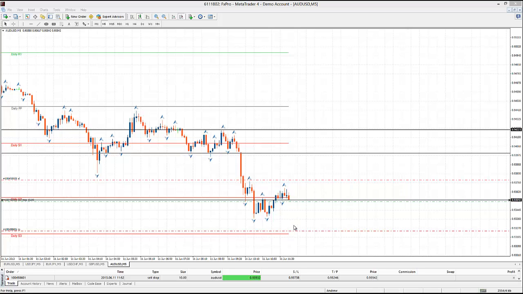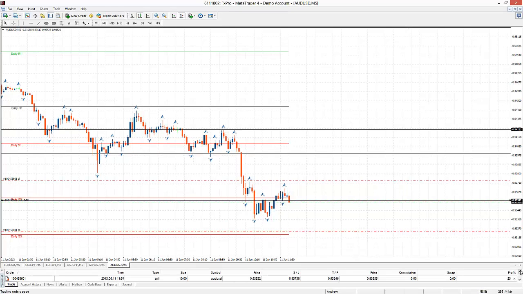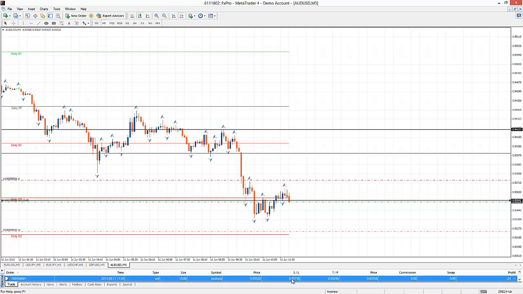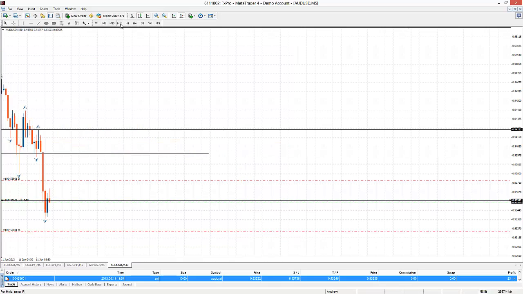Very close now. You can see that down fractal. Price is slowly approaching the level. Alright, so we've just been taken in on the trade, and we're looking for a move lower to our take profit level.